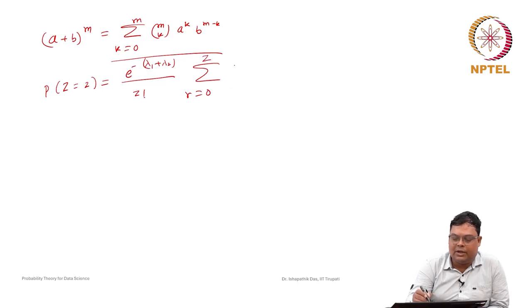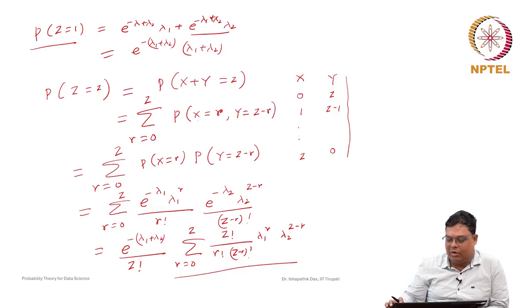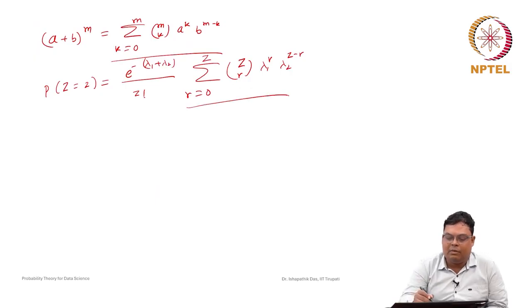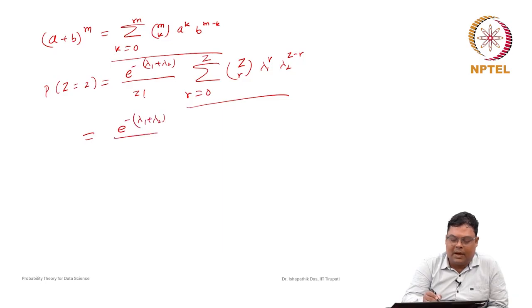So, sum from r = 0 to z, this can be written as z factorial by r factorial (z minus r) factorial, that is z C r, then lambda 1 to the power r and lambda 2 to the power z minus r. So if you compare this with this, this is e to the power minus (lambda 1 plus lambda 2) by z factorial, and this is nothing but lambda 1 plus lambda 2 to the power z, because a is lambda 1, b is lambda 2.